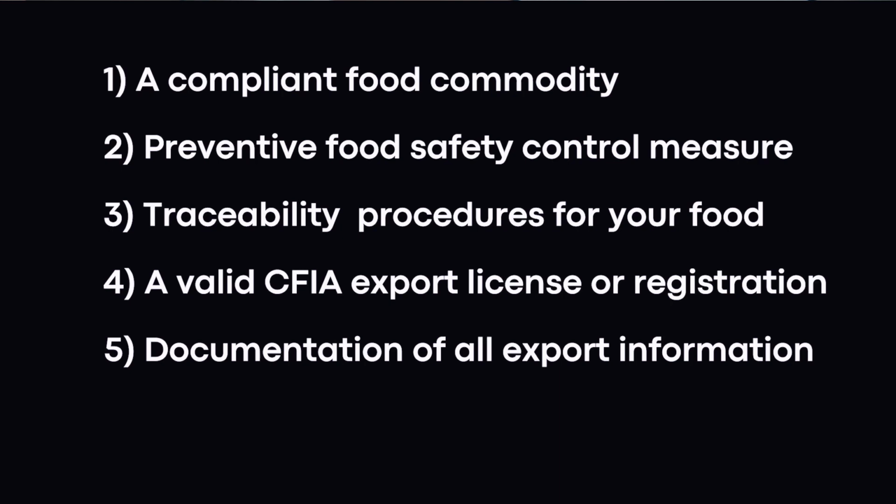For example, in Canada, to export food there, you actually need to have, let's look at it together, a compliant food commodity, preventive food safety control measures in place, traceability procedures for your food, a valid CFIA export license or registration if applicable, and documentation of all relevant export information. So overall for Canada, for example, they not only want the health certificate or the hygiene standards, they want also the traceability, which means they want to be able to track from where it's coming, like the whole process of the, let's say, the food chain in this case, including inspections.